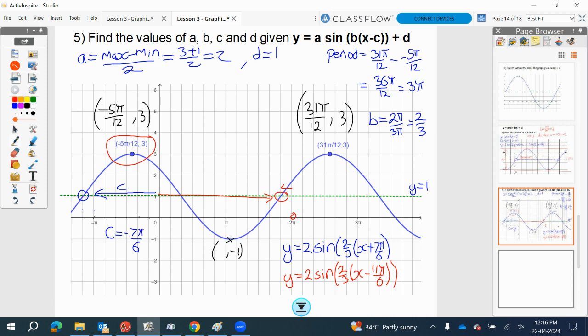We're supposed to put E, right? Oh, we haven't written the D. I'm sorry. Thanks. Plus 1.